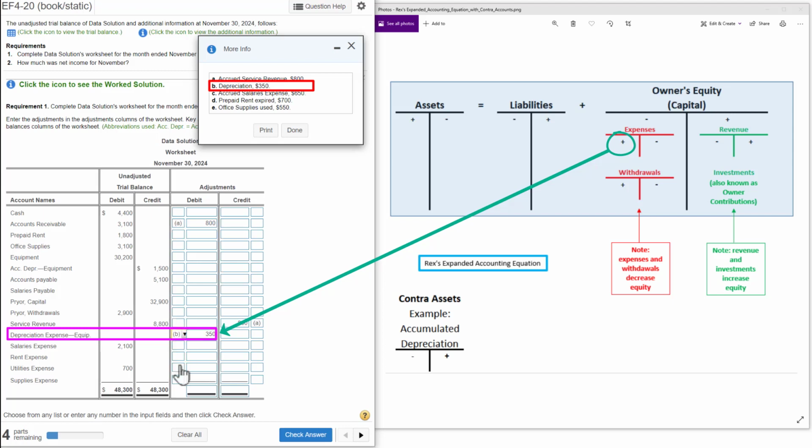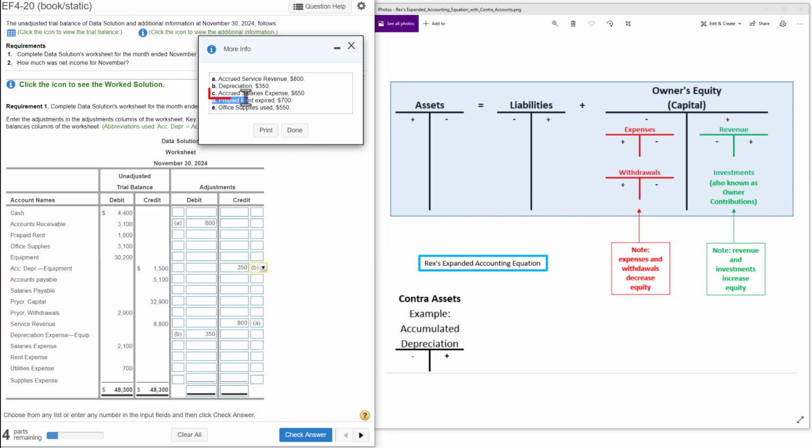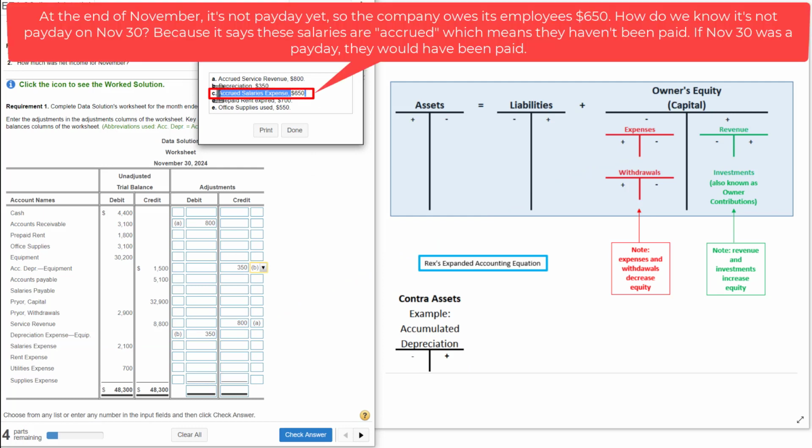Adjustment B. So what is the other account? Whenever we record depreciation, it's accumulated depreciation. And how does accumulated depreciation increase? Because that's all it does, is it accumulates. It increases with a credit. So I'm going to find accumulated depreciation right here. $350 credit, adjustment B.